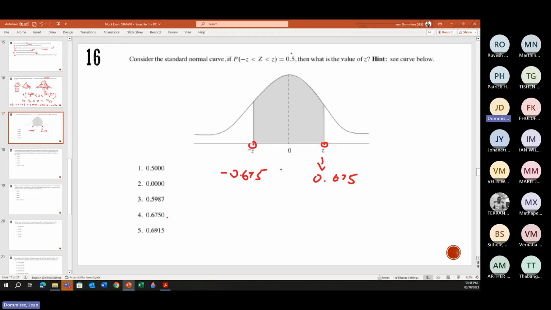And in your answer set, they might give you the positive and the negative. They might just give you all positive. They might just give you all negatives. But that is probably what will happen in a question like this, where some of you will need to work out the positive Z, and some of you will need to work out the negative Z.